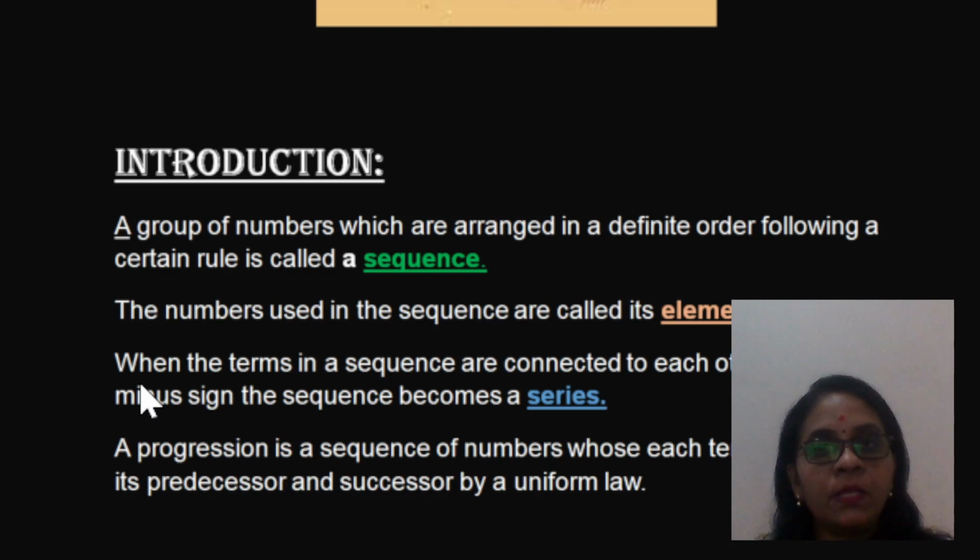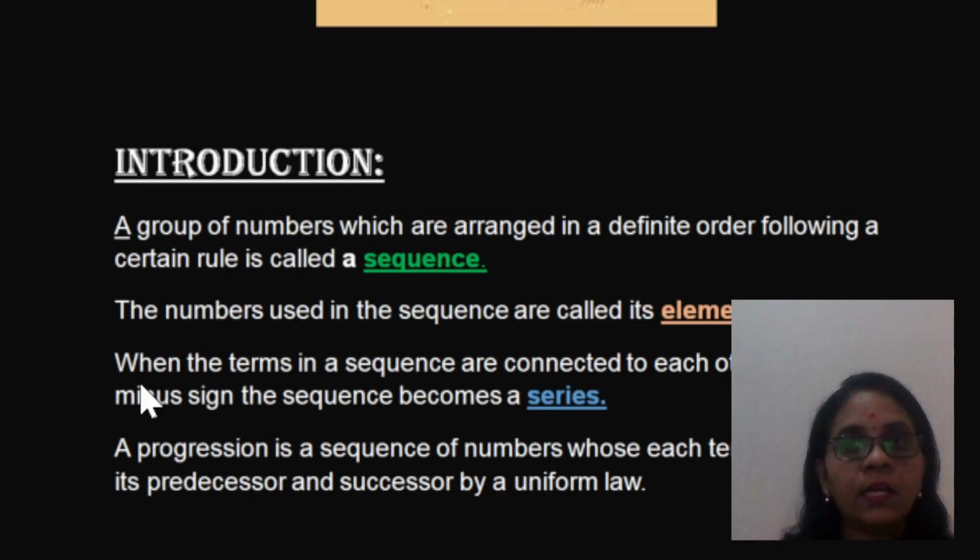Now what is an arithmetic progression? An arithmetic progression is a sequence of numbers. That's also a sequence. It's a sequence of numbers in which each term can be obtained by adding a certain quantity to its preceding term. Each term can be obtained by adding a certain quantity to its preceding term. What does this exactly mean?